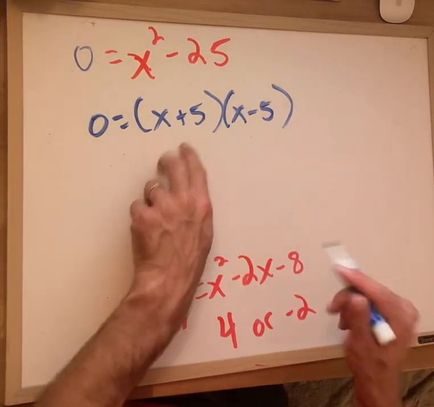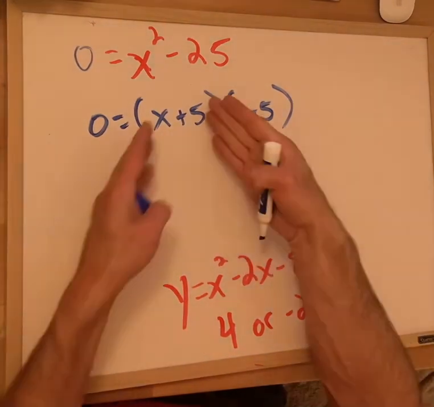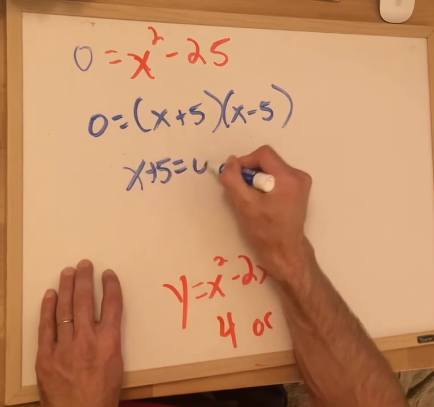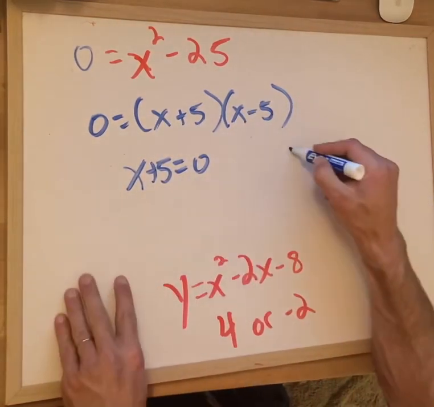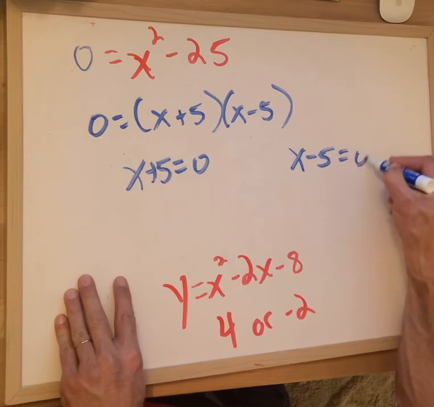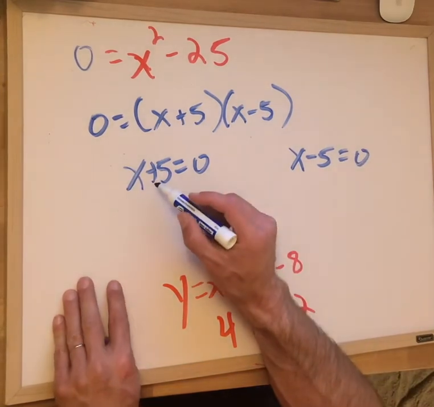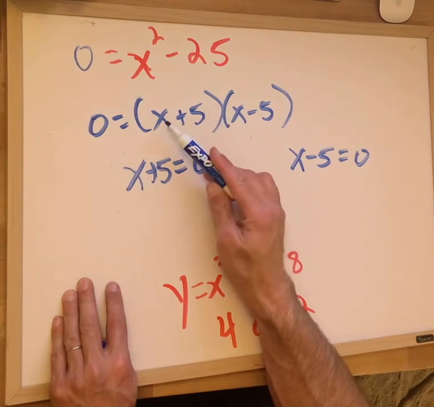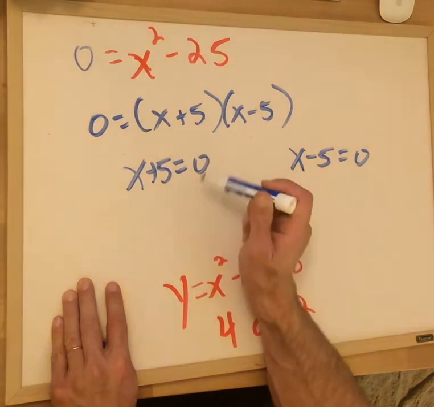Now take this x, see how it says plus 5? This whole thing becomes one part. x plus 5 equals 0. And take this, x minus 5 equals 0. Now solve for your x. This is called the zero product property. When you take the x's, or whatever the variables are, set them equal to 0 and solve.